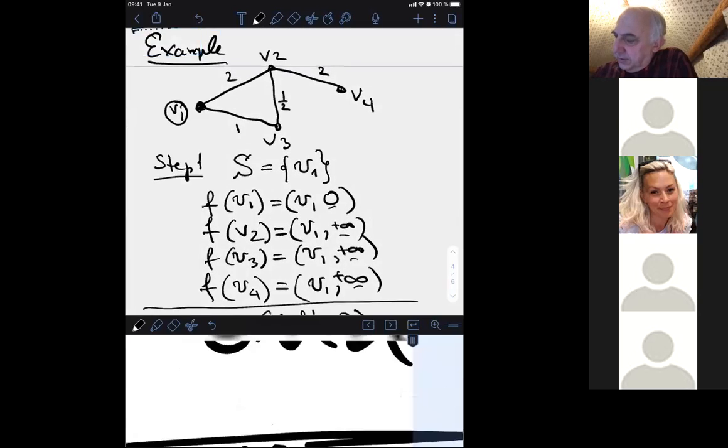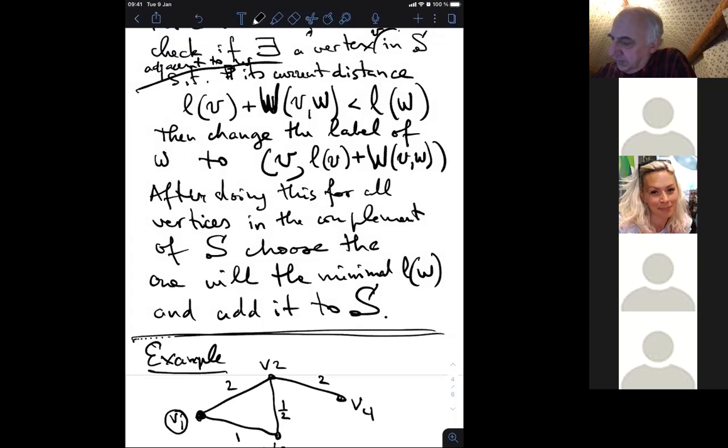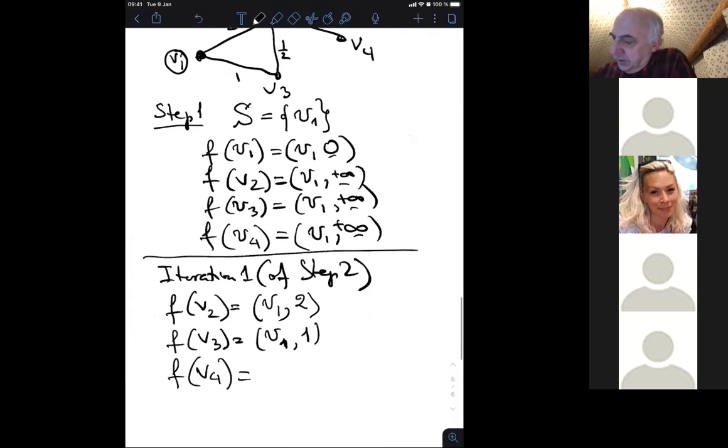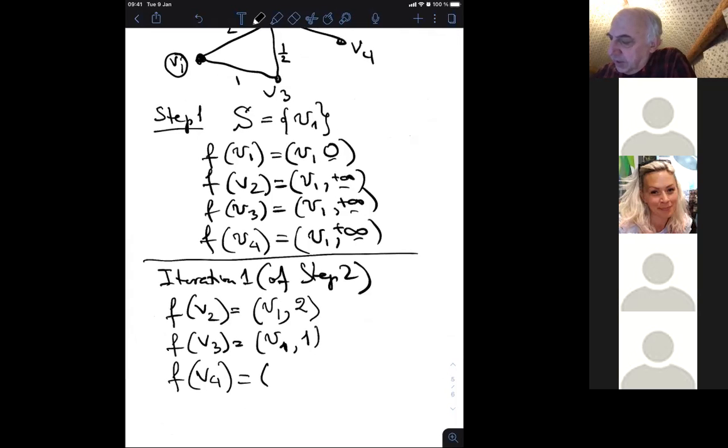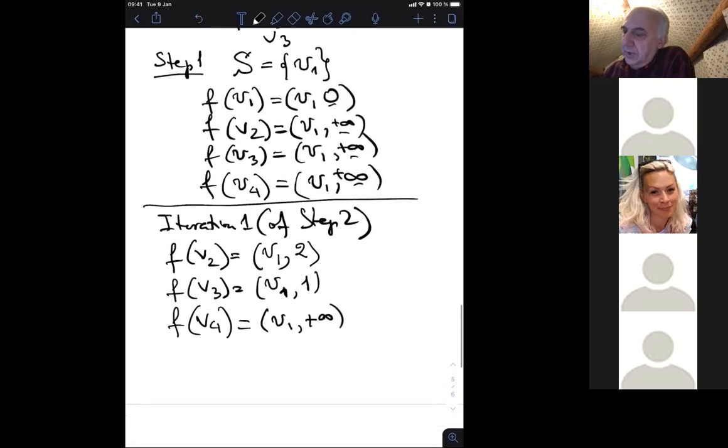So I'm still keeping its label. So far, I can't do anything about V4. It's not connected to my current set S. So its label stays the same for the time being.